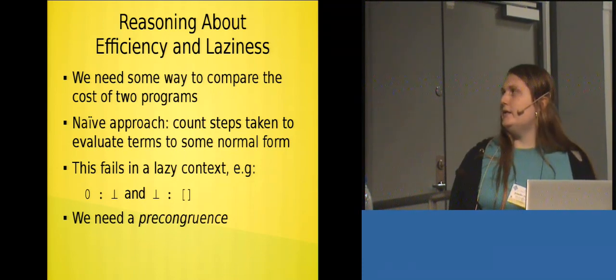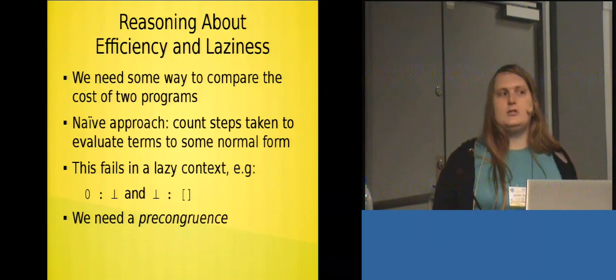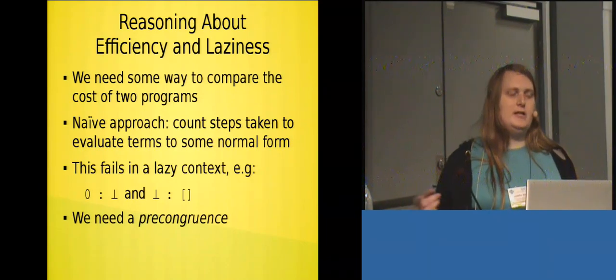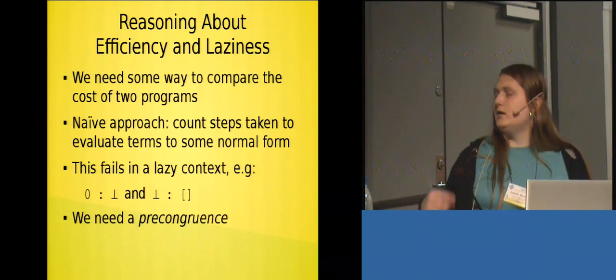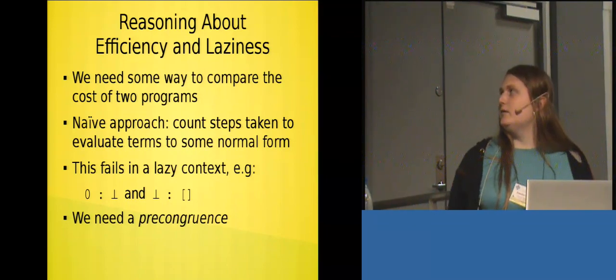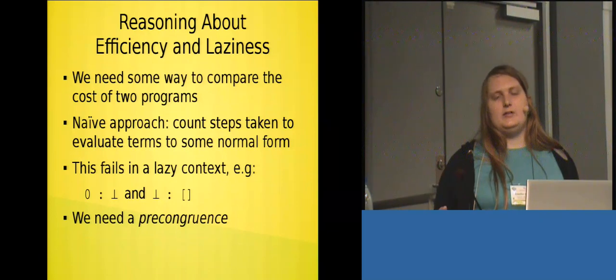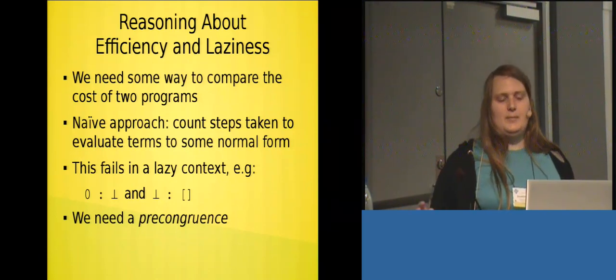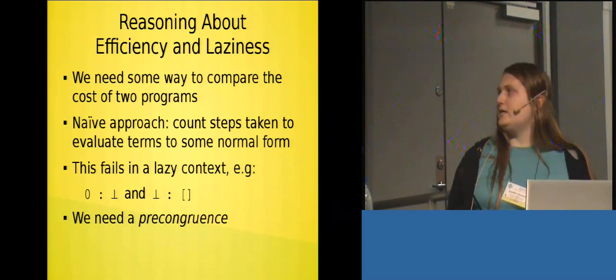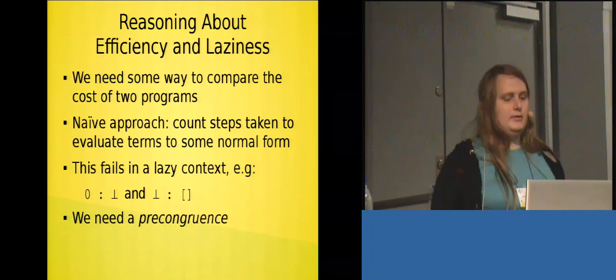The one on the right is actually in a spine normal form, meaning that the spine of the list is normalized. We don't know what any of the elements are. But in general, you can't replace one with the other and expect the program to do the same thing or to do any better or anything like that. So actually what we need is a precongruence.